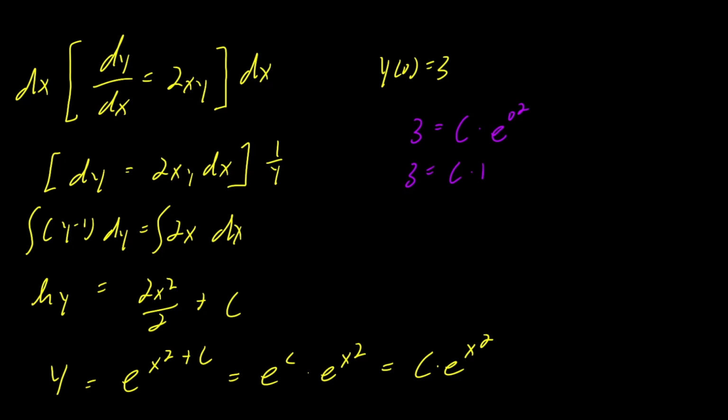So we have the identity of c. We just have to plug into the general solution to acquire the particular solution. And that's how you go about solving an initial value problem.